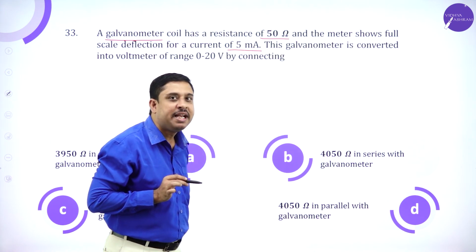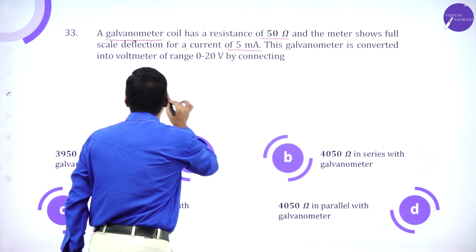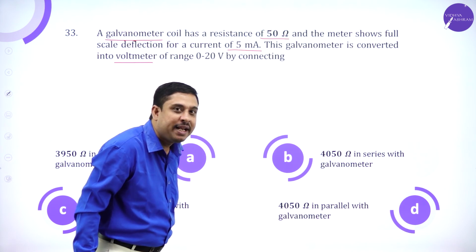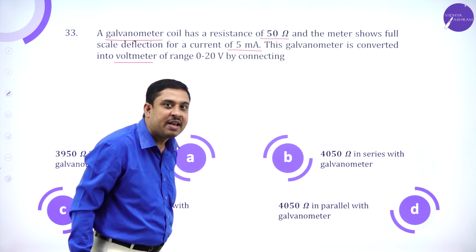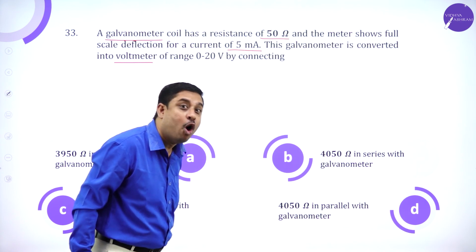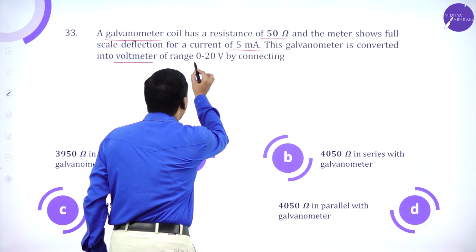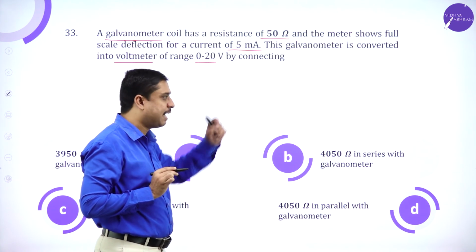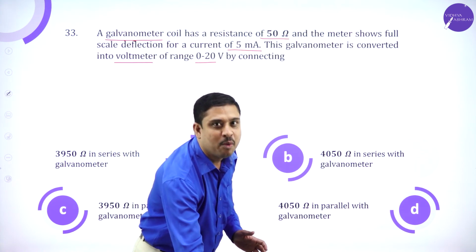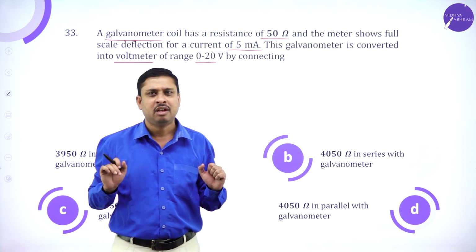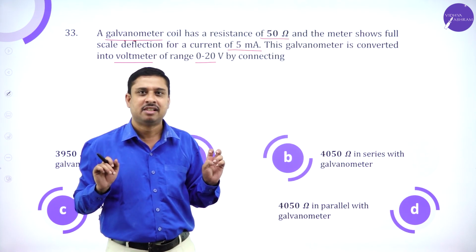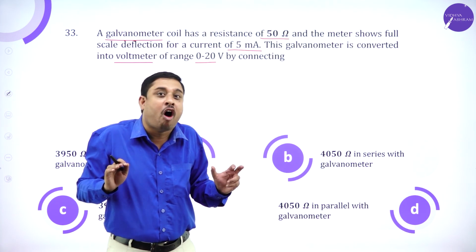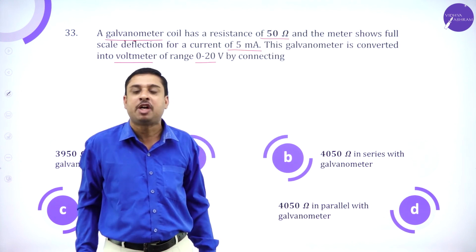The galvanometer is converted into voltmeter. Remember now. Galvanometer has to be converted as a voltmeter of range 0 to 20 volts by connecting. Point number 1: how do you connect a galvanometer in order to convert it into a voltmeter?